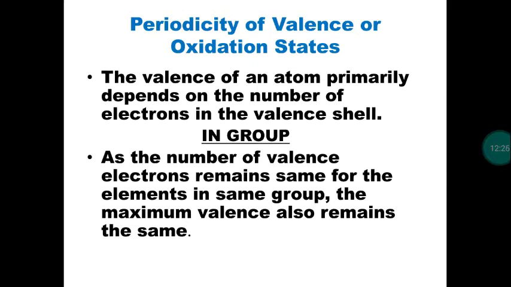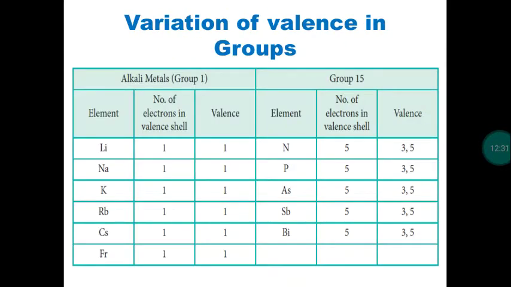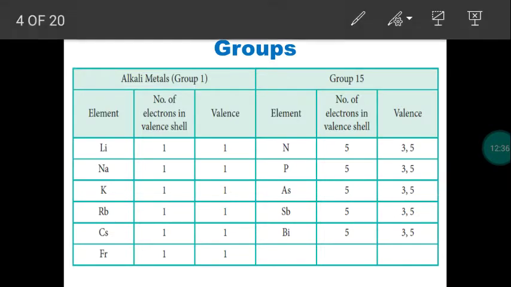For that, you may consider group number 1 as well as 15. First, we have taken group number 1, the alkali metals. The members are lithium, sodium, potassium, rubidium, cesium, francium. So these are all the members of group number 1. We know the electronic configuration of each species. Lithium 1s2 2s1, sodium 1s2 2s2 2p6 3s1, potassium 1s2 2s2 2p6 3s2 3p6 4s1. So what is the outermost configuration?